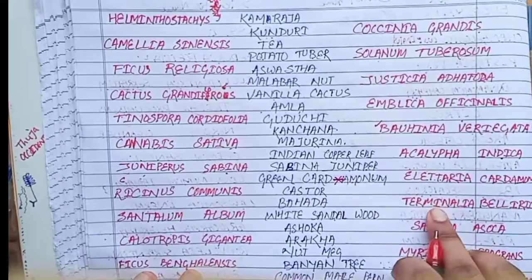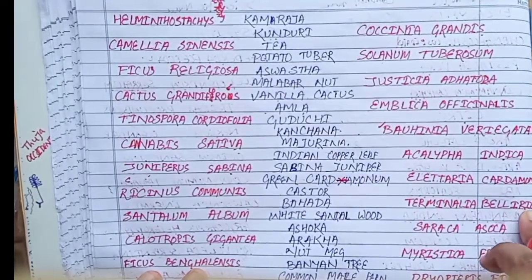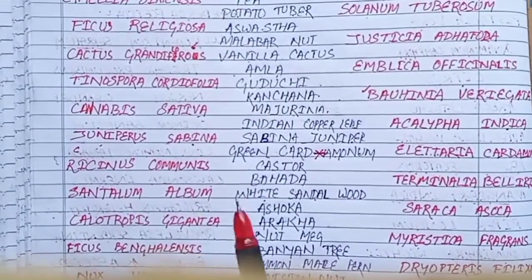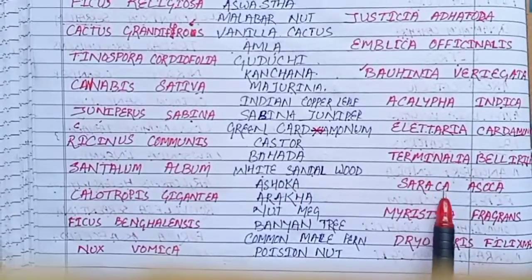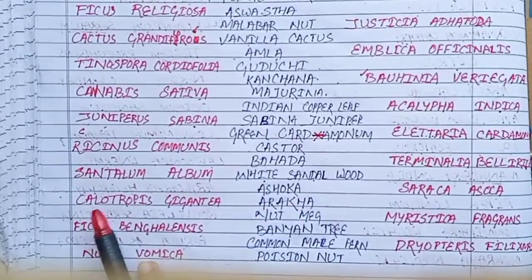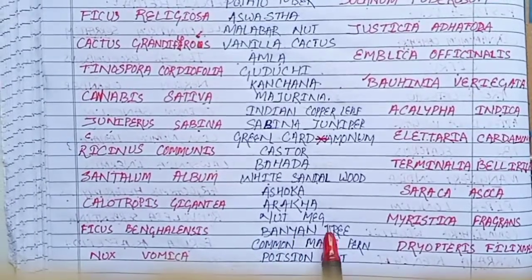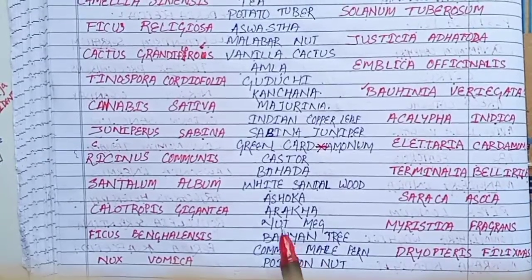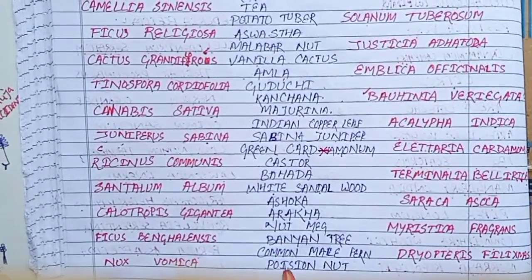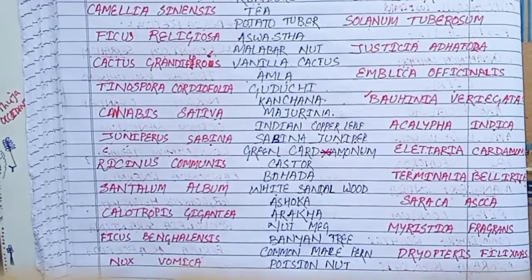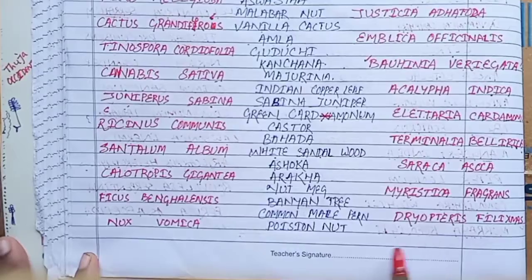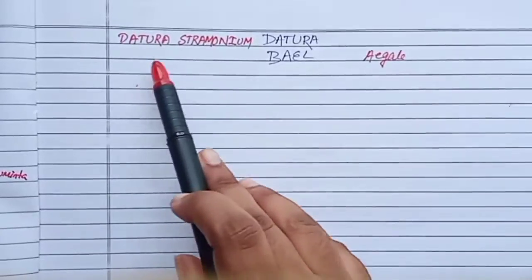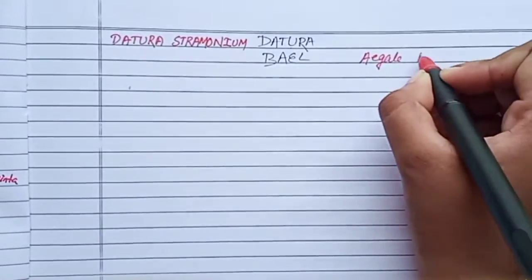Bahera, whose scientific name is Terminalia bellerica. Then white sandalwood, which is Santalum album. Then Ashoka, which is Saraca asoca. Then Madar, that is Calotropis gigantea. Nutmeg, that is Myristica fragrans. Banyan tree, which is Ficus benghalensis. Common male fern, which is known as Dryopteris filix-mas. Poison nut, which is known as Nux vomica. Last two, that is Datura stramonium and Bael, Aegle marmelos.